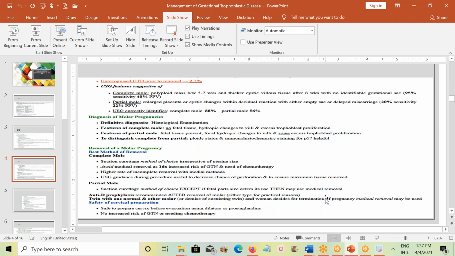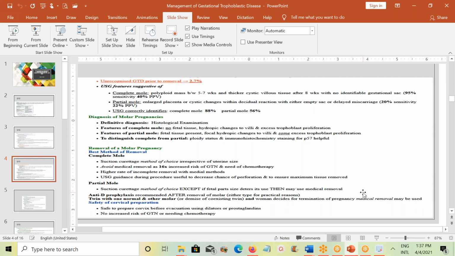We should know that cervical ripening, as the guideline says, is not associated with an increased risk of gestational trophoblastic neoplasia or requirement of chemotherapy. Then, use of oxytocin: we don't want to use it because it can cause dissemination of these moles into the maternal circulation. They can cause embolization and DIC. So oxytocin infusion is not recommended prior to complete removal of the products of conception.